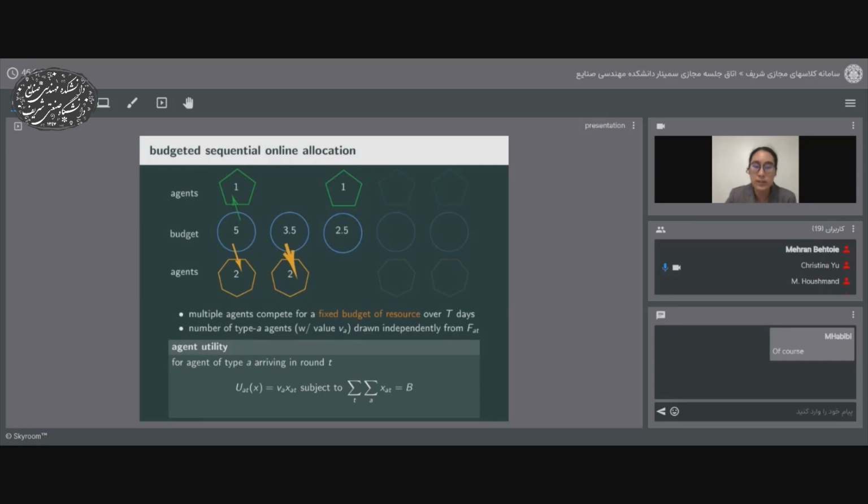And for an agent of say type A that arrives at a particular round T, the utility we assume to be linear, in that the utility of the agent is linear in the amount of resources it's allocated. So we may care about some notion of maximizing the agents' utility, subject to the constraint that you can never allocate more than the amount of resources you have. You can never allocate more than your budget.